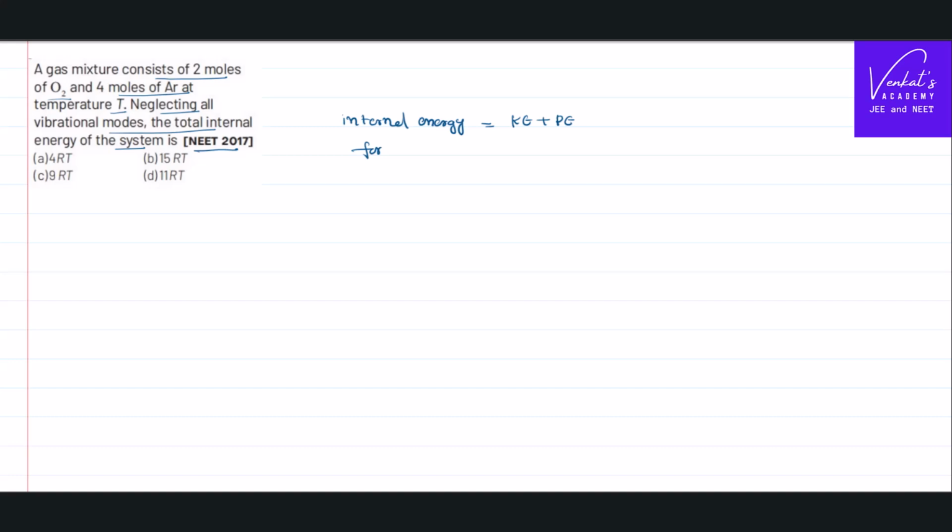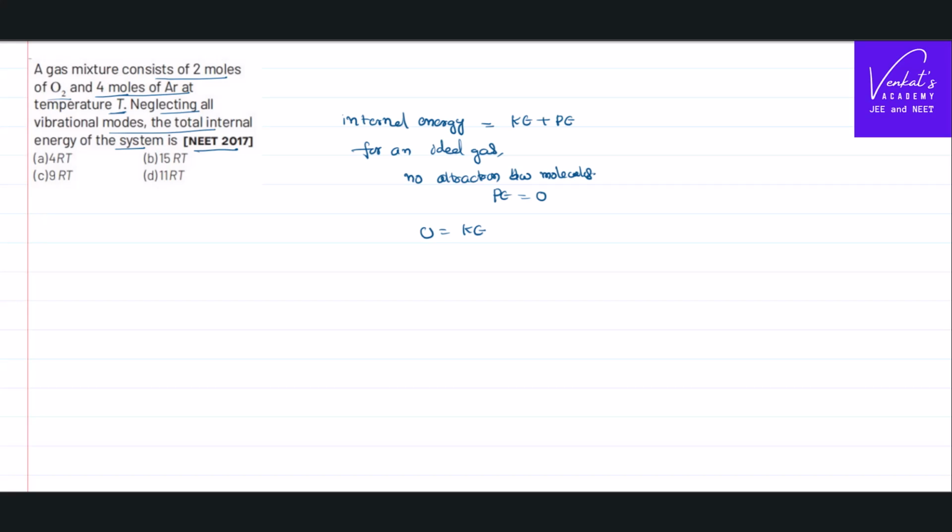But for an ideal gas, there is no attraction of one gas molecule with another. Between gas molecules there is no attraction. That means they don't possess any potential energy, that equals 0. So internal energy equals kinetic energy itself. If you are talking about a monoatomic gas, internal energy is 3 by 2 RT. But here our problem consists of a diatomic gas and a monoatomic gas also.